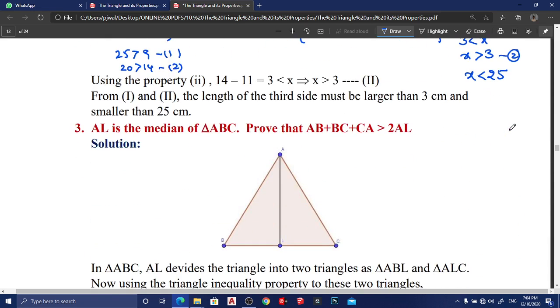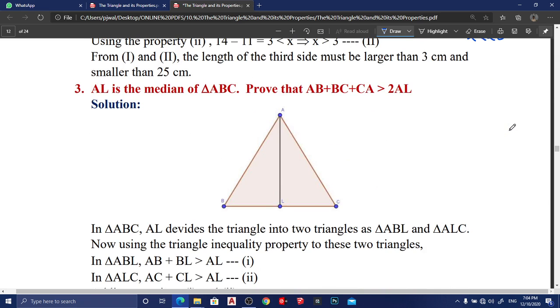Okay. So now see the third problem. See, this AL is the median of triangle ABC. AL is the median of triangle ABC. This concept you learnt in the previous session itself.